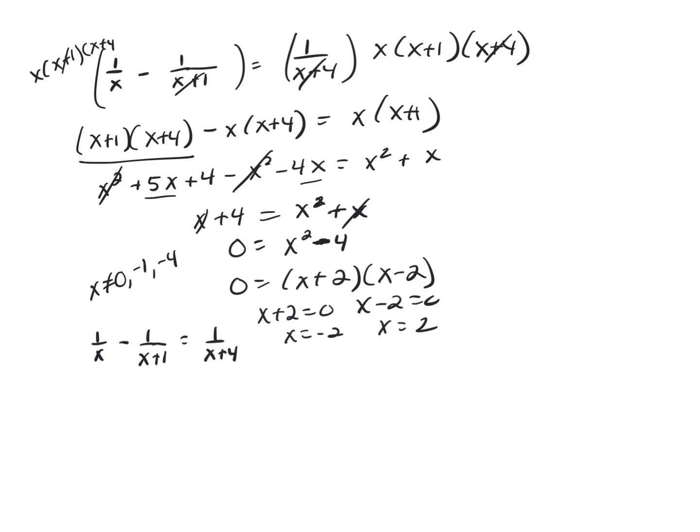So if you look at answer C, you have negative 2. You could do 1 over negative 2 minus 1 over negative 2 plus 1. Is that equal to 1 over negative 2 plus 4? So that's negative 1/2 minus 1 over negative 1. Negative 2 plus 1 is negative 1. Is that equal to 1 over 2? So this is negative 1/2.